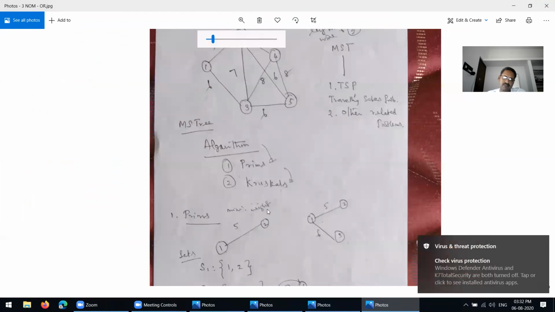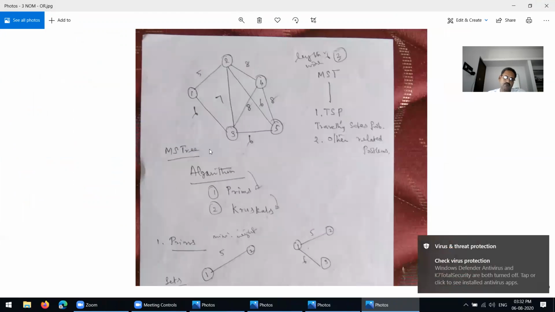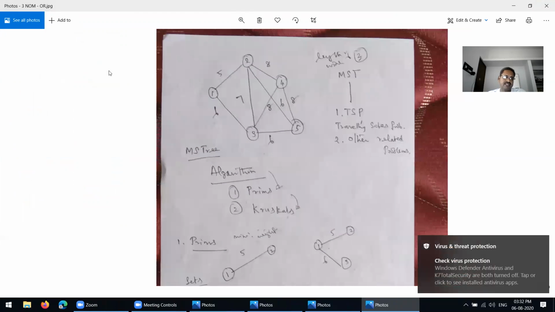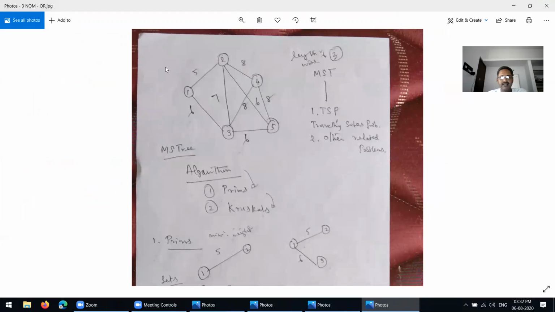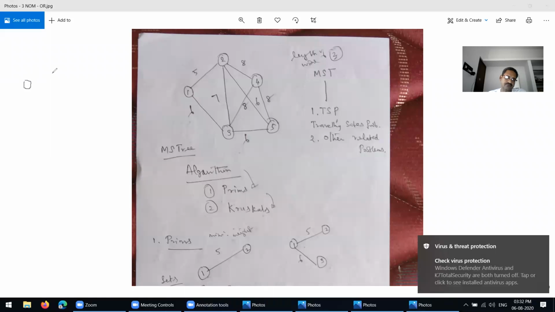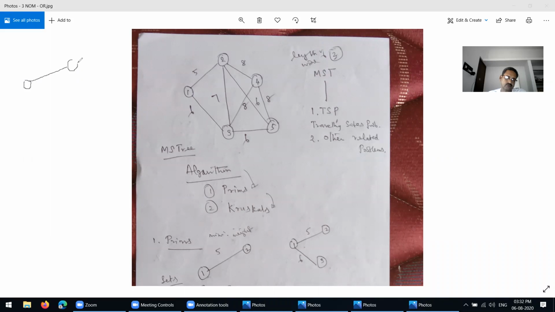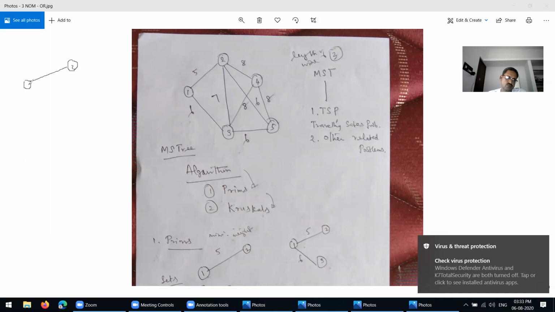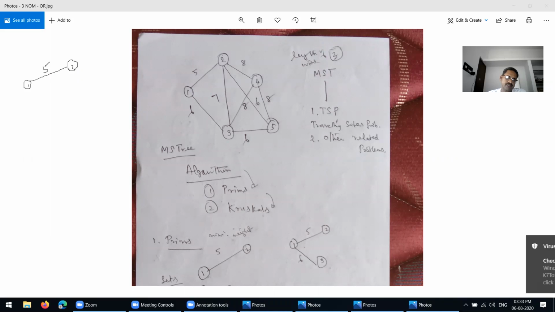Prim's algorithm, first step: find the minimum weight. What is the minimum weight here? 1 to 2 is having it. This one is 2, this one is 1, and the minimum weight is 5. So 1 to 2 is a tree having minimum weight.